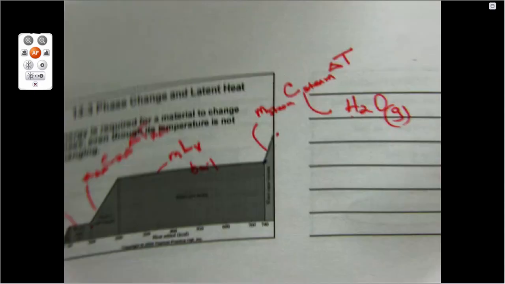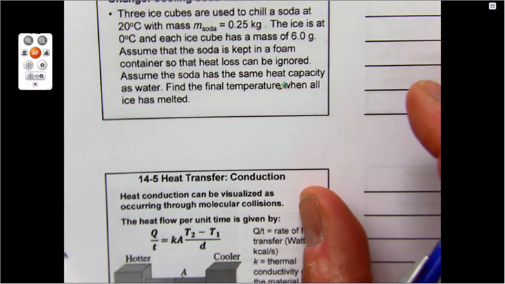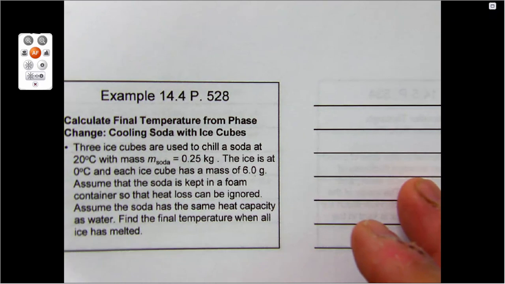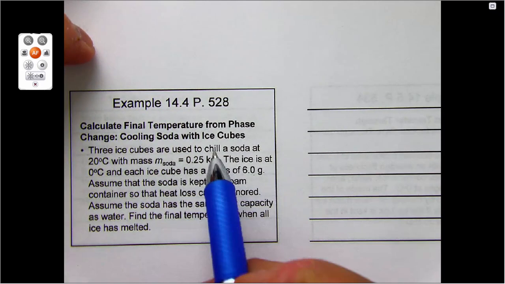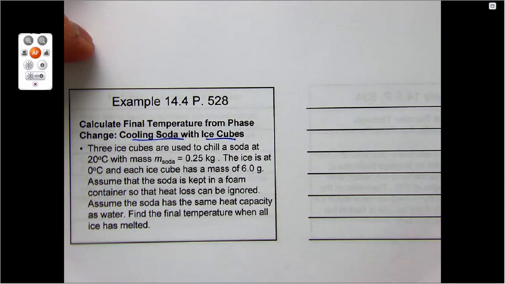Okay, so let's do an example like that, which is kind of over here. Calculate the final temperature from phase change, cooling soda with ice cubes.